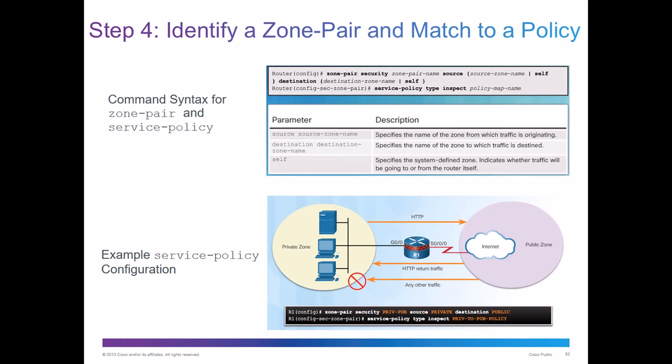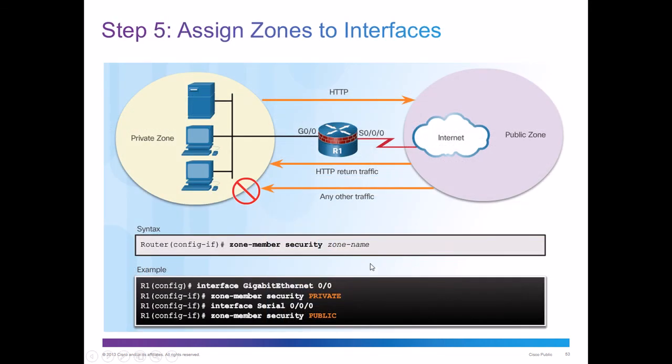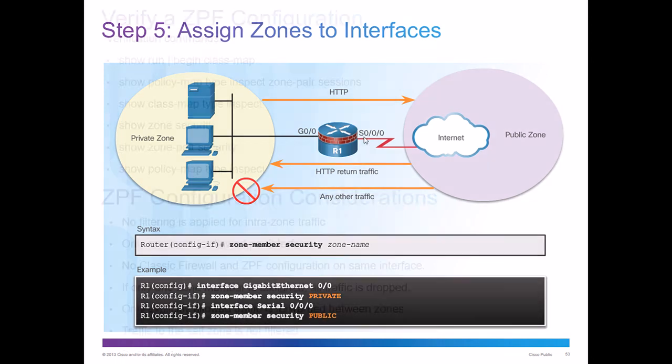Step number 4, you create a zone pair and a match policy. So a zone pair match policy, here you go. You write this down right here, and then you inspect the private policy. So you write that down, and that means they are going, that's where you're creating the connection, right? And at the end, then you apply the interfaces. I'm sorry, you apply the private to the gigabit Ethernet, and the public is applied to the serial 0/0/0.